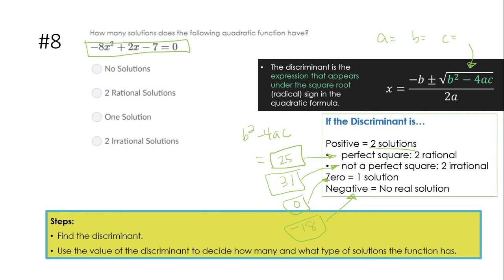So these are just example answers to show you what to look for in each of these scenarios, but you're going to use your A, B, and C from your equation, plug it into the discriminant, and then determine what type of solution you have.